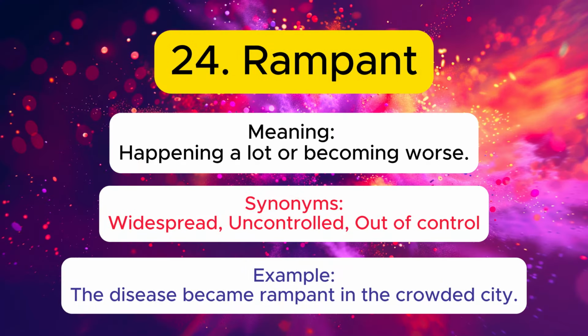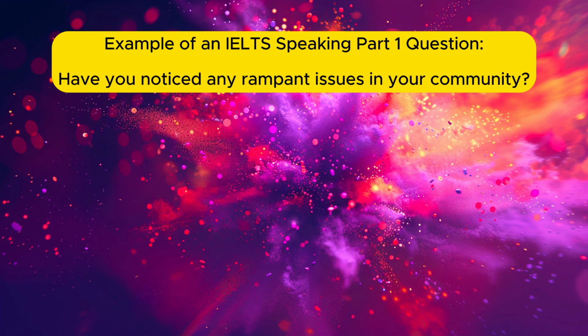24. Rampant. Meaning, happening a lot or becoming worse. Synonyms: widespread, uncontrolled, out of control. Example: the disease became rampant in the crowded city. Example of an IELTS Speaking Part 1. Question: have you noticed any rampant issues in your community?